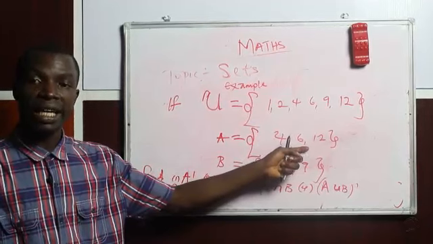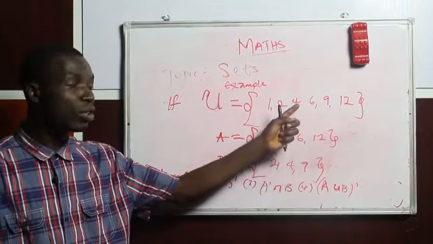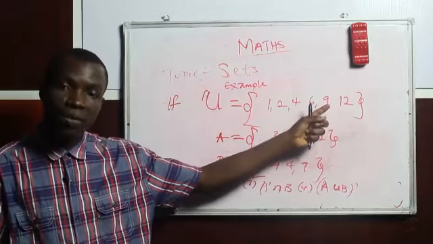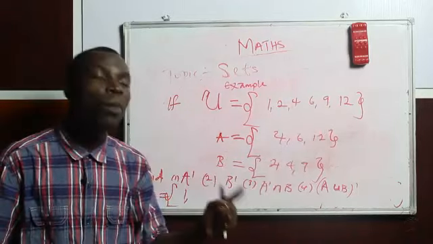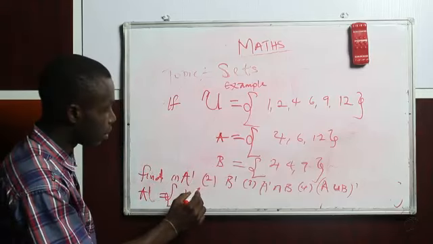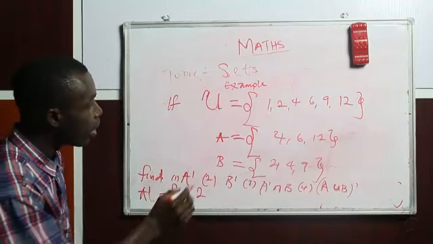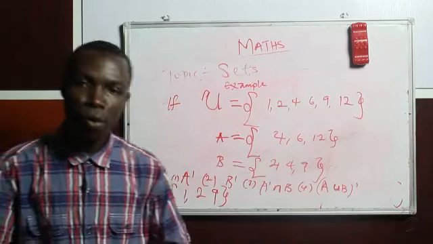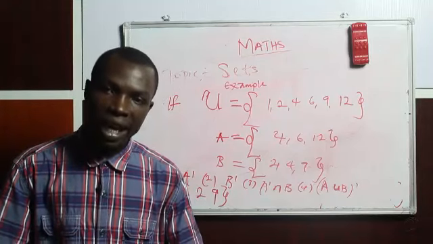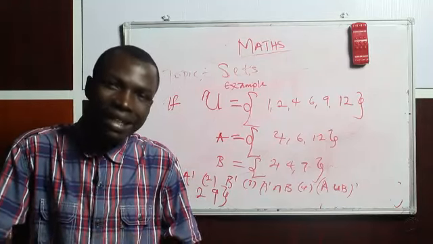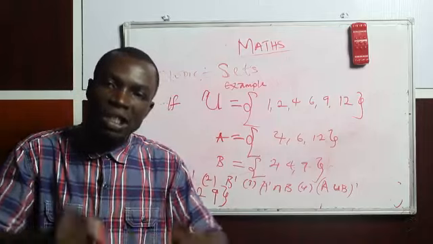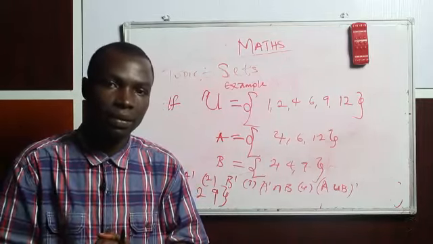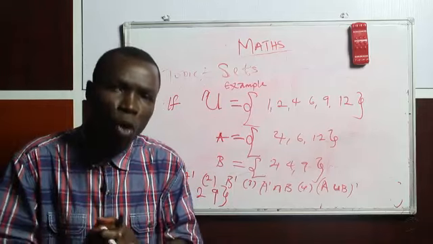2 is also in A, 1 is in the universal set and is not in A. 9 is in the universal set and it's not in A. So A complement is equal to 1, 2, and what? 9. This is A complement. That is, the elements that are in the universal set but are not in the A set. That's the meaning of A complement.